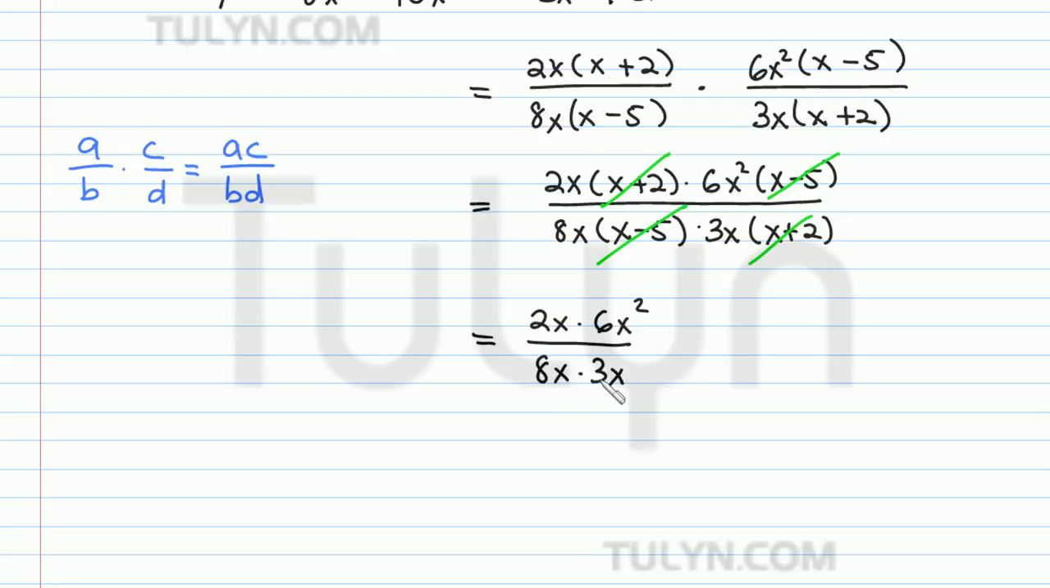And at any point you could have combined these values, the 2x and the 6x squared, but generally what happens is that you end up having to factor them out to cancel anyway. So I like combining everything at the very end. It's always the least amount of work.